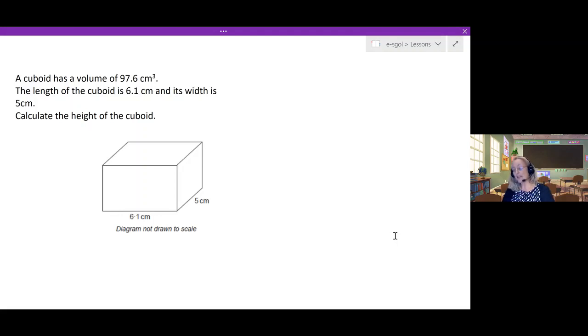Now I'm just going to give you a minute to see if you can remember how to do this one. So have a quick go at this one, and I'll give you about 30 seconds and then I'll go over the solution.